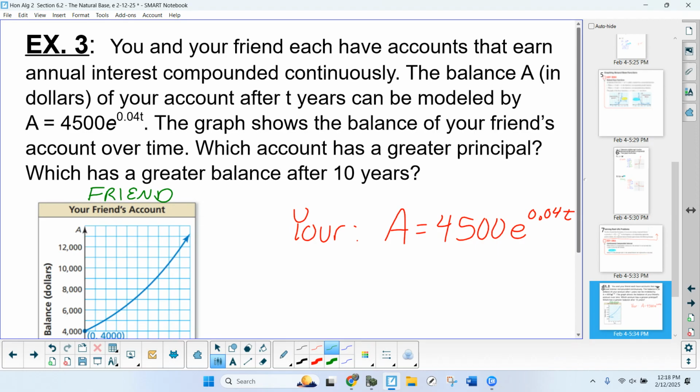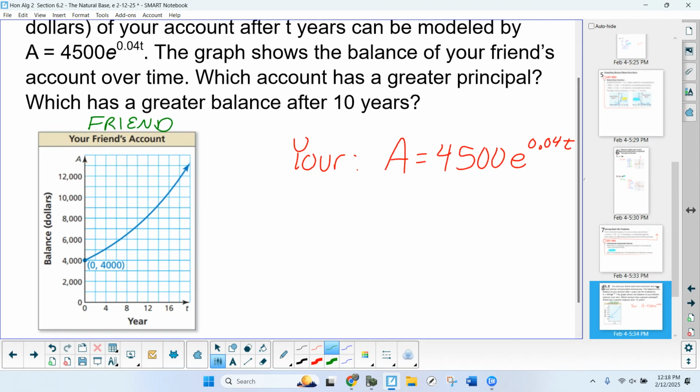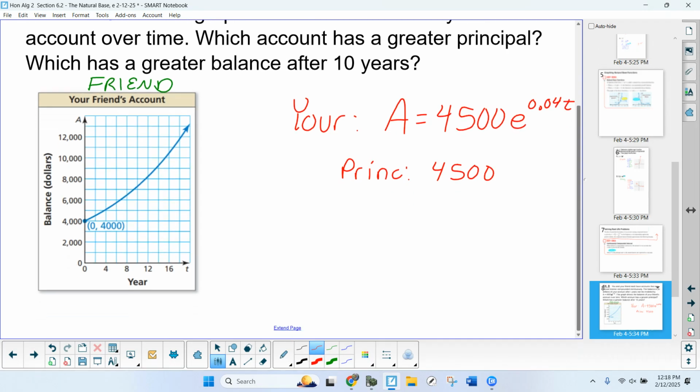Which has the greater principal? Okay, well, I guess I already asked that question. Your principal is what? You already told me, Drew, you said 4,500. What's the principal of your friend? Okay, it's right here. They told you 4,000. So it says, which has the greater principal? Okay, you have a greater principal.